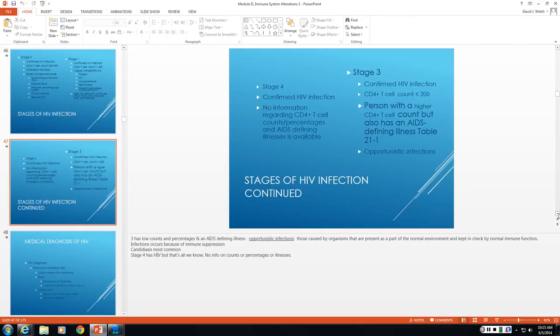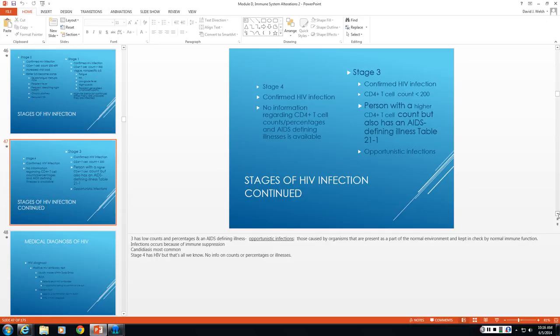Now, opportunistic infections are those infections caused by organisms that are present as part of a normal environment and usually kept in check by a normal immune system or immune function. And these infections usually are caused because they have immunosuppression. Usually thrush or candida is the most common.